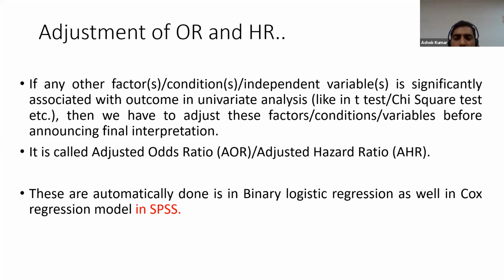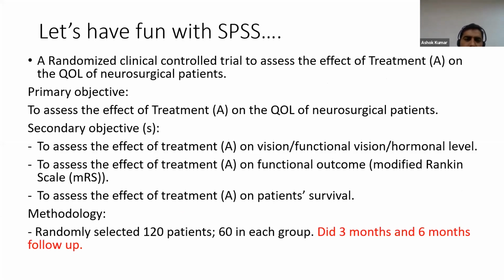Chi-square test, because our independent variable is of a qualitative or categorical nature. Then we have to adjust these factors, conditions, and variables before announcing the final interpretation. We have to give refined results, and it is called the adjusted odds ratio or adjusted hazards ratio, AOR or AHR. These are done automatically in binary logistic regression as well as in the Cox regression model in SPSS. No problem, these are automatic.